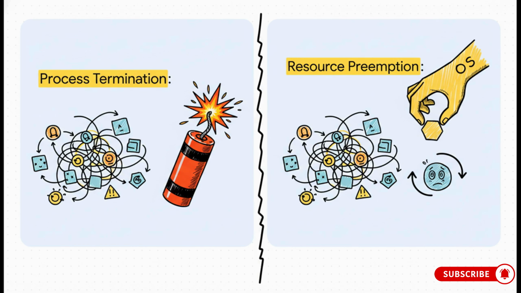But this is really tricky. You have to be able to roll the victim process back to some prior safe state, and you have to be careful not to keep picking the same victim over and over again, which could cause it to never finish its work, a problem we call starvation.